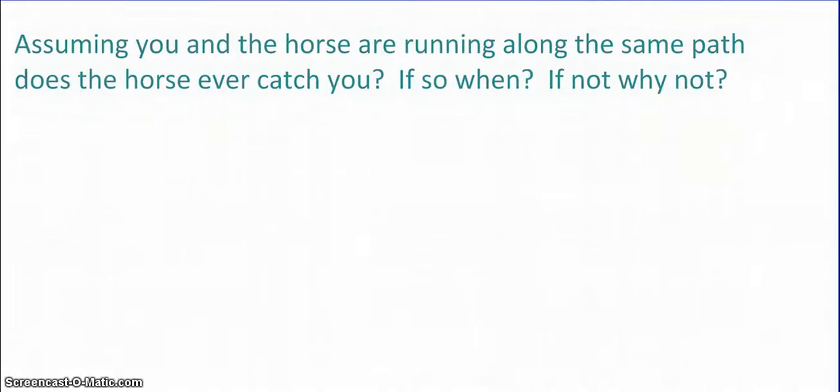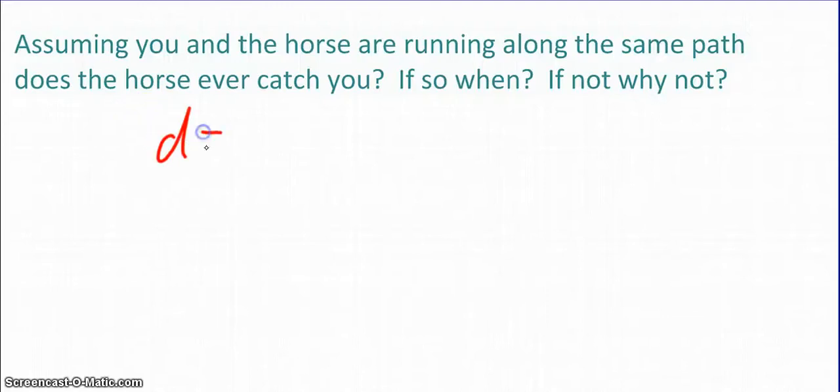Okay, so the next question is, assuming you and the horse are running along the same path, does the horse ever catch you? If so, when? If not, why not? Well, how can we figure out if the horse would catch us? Very good. We'd solve the system of equations. We have a system of two linear equations, two unknowns. So we can solve that system.